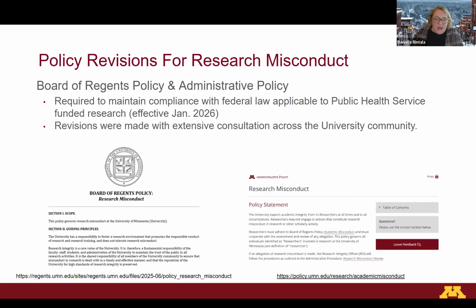And so we had an overhaul to a Board of Regents policy and an administrative policy that were required to maintain compliance and maintain our assurance with the Public Health Service funded research. And this is done through the Office of Research Integrity. The revisions were made with extensive consultation across the university community. And so I'm going to talk a little bit about the Board of Regents policy first, but I'll also talk about the consultative process.